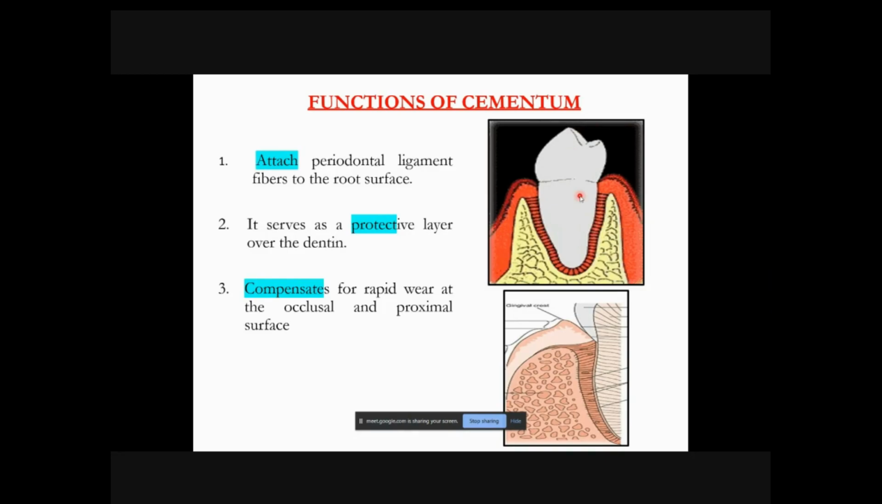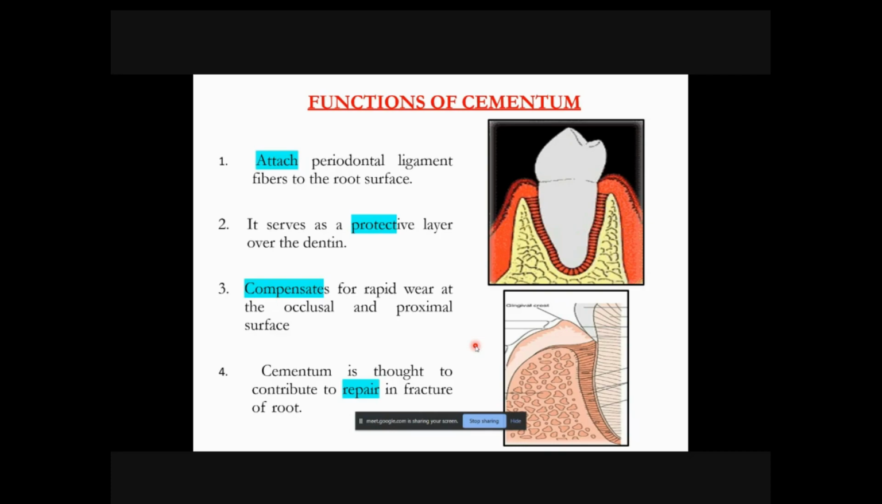And what about the proximal wear? Even on the proximal surfaces, there could be some amount of wear in these areas. That is in case of orthodontic tooth movement, which we will see now. So that is compensated again by the deposition of cementum.